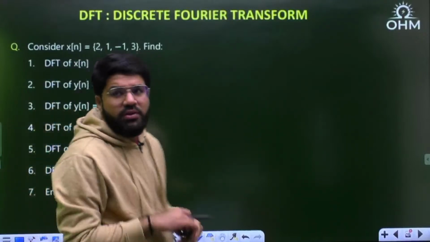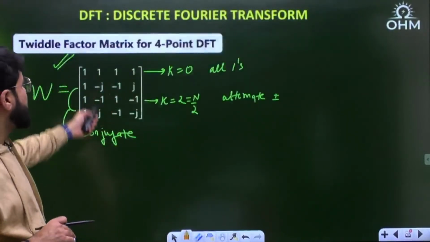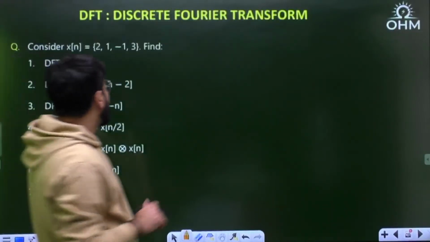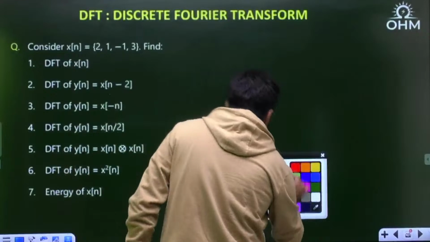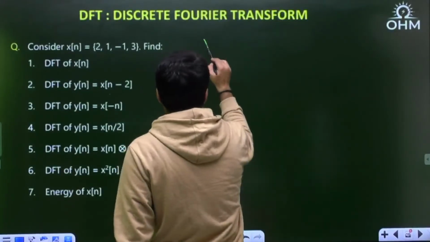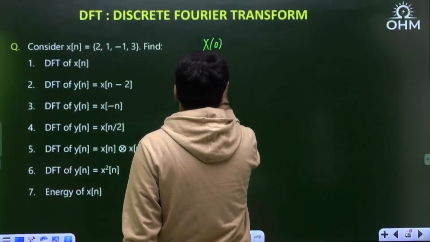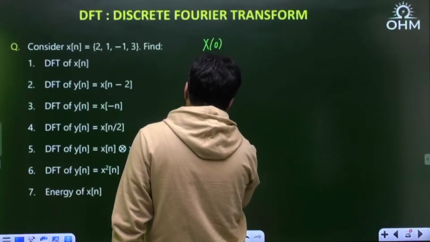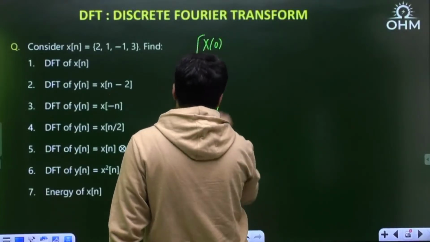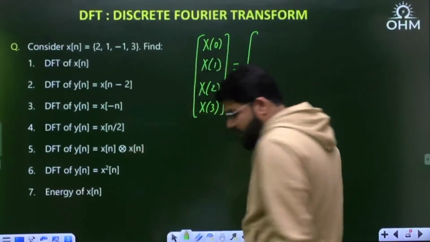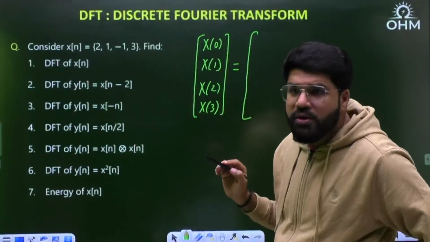It is a 4-point DFT, so we'll use the 4-point twiddle factor matrix. Suppose the DFT is X[k], and I calculate X[k] by that 4-point DFT matrix. So this is a regular calculative question. As I told you, what is that 4-point matrix?